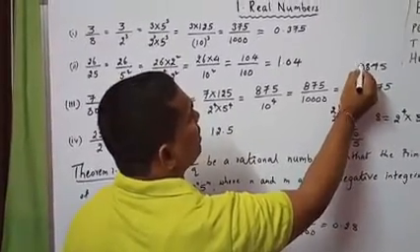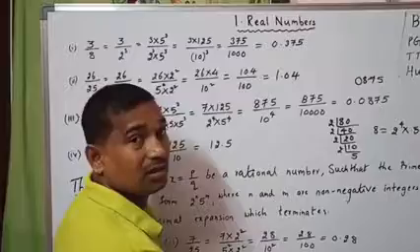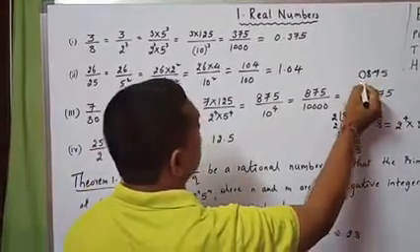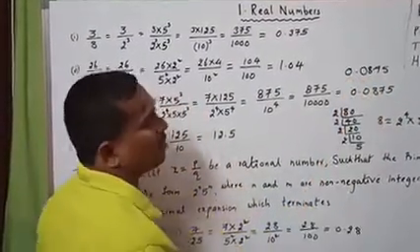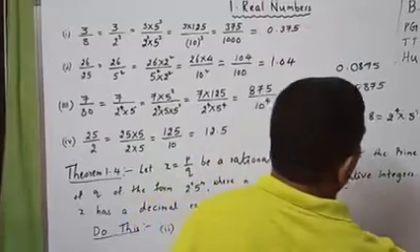But here we can write 0. Now how many digits are there? 1, 2, 3, 4 digits before the point. So that is 0.875.